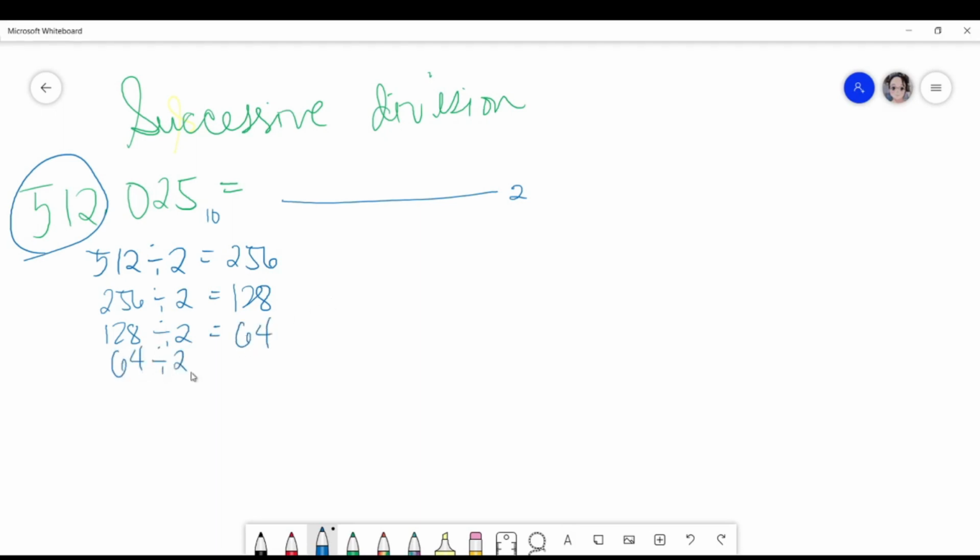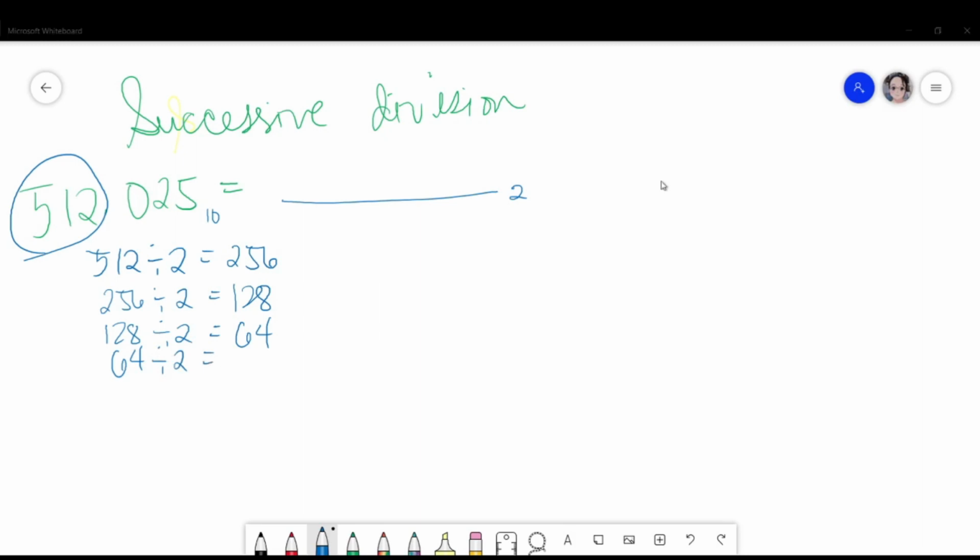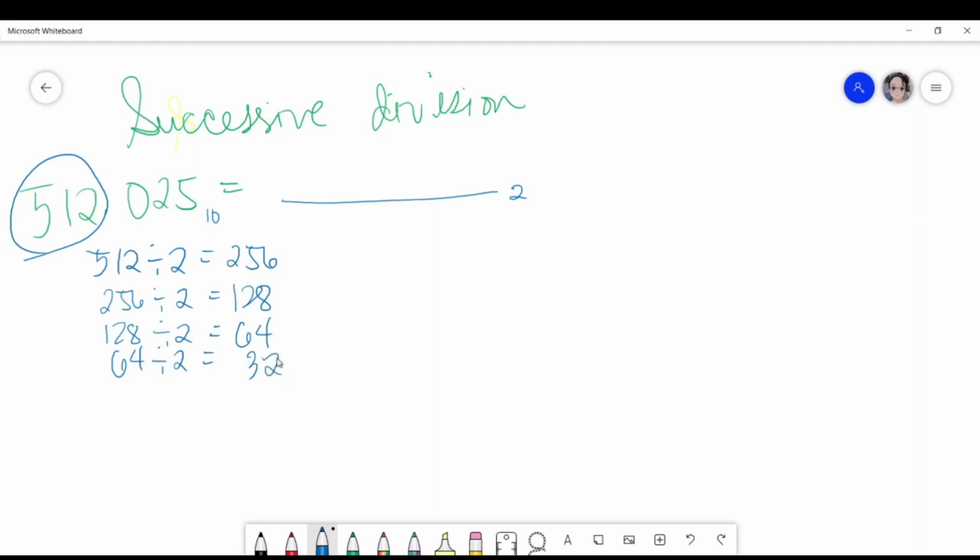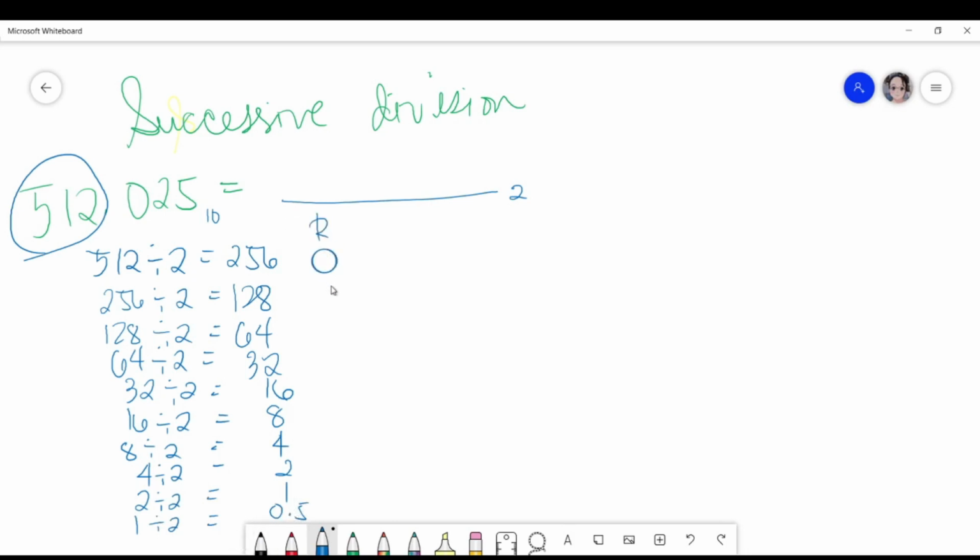64 divided by 2 is 32. 32 divided by 2 is 16. 16 divided by 2 is 8. 8 divided by 2 is 4. 4 divided by 2 is 2. 2 divided by 2 is 1. 1 divided by 2 is 0.5. So the remainders are 0, 0, 0, 0, 0, 0, 0, 0, 0, 1.